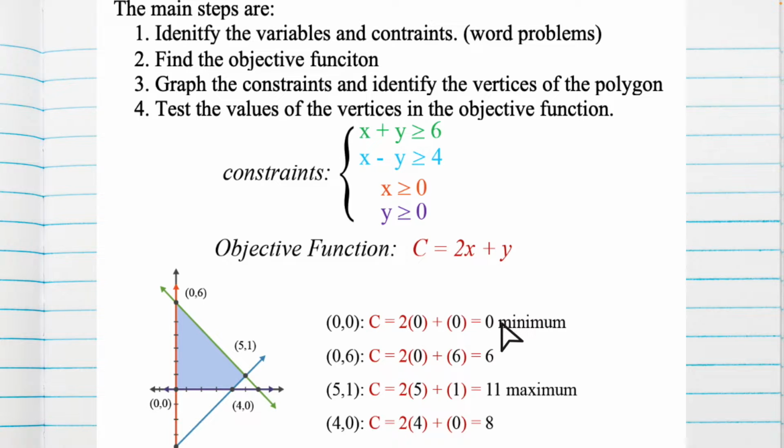And then the next one, I have 0 and 6. So I have 2 times 0 plus 6. 2 times 0 is 0, plus 6 is 6. So I'm just plugging in the vertices to that objective function 4 times. And that's my 4th task. That's how I'm going to find the answer to the question they're asking me. Depending on whether they're asking me for minimum or maximum, that's what I need to focus on. So we do have to pay attention. What are they asking me for, minimum or maximum?